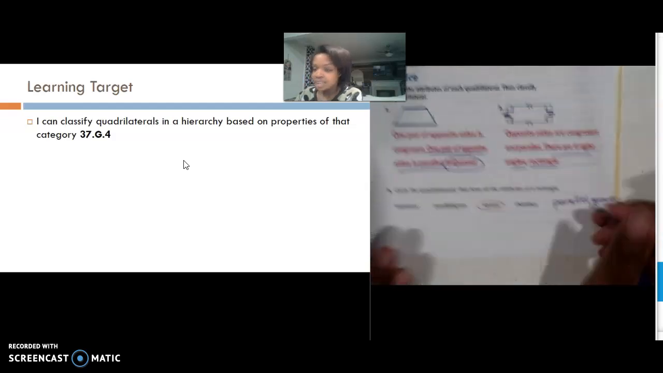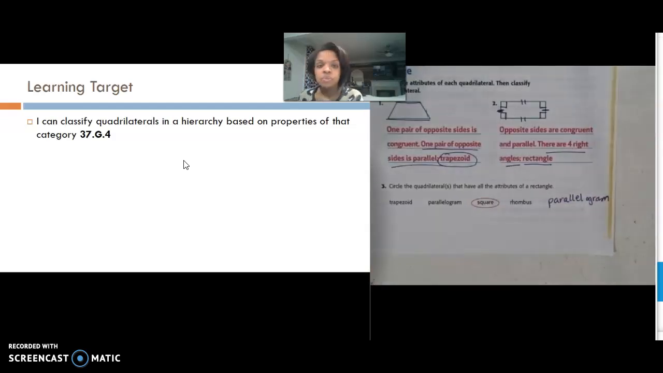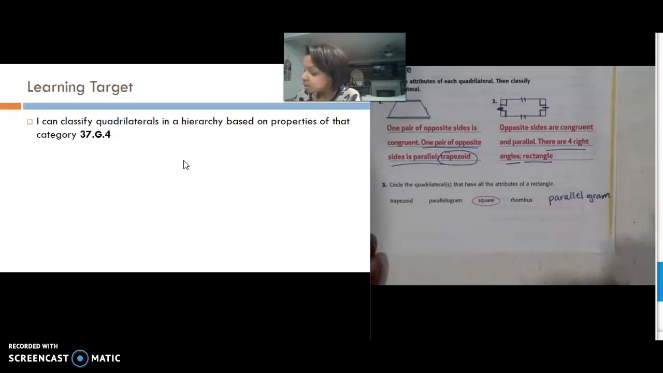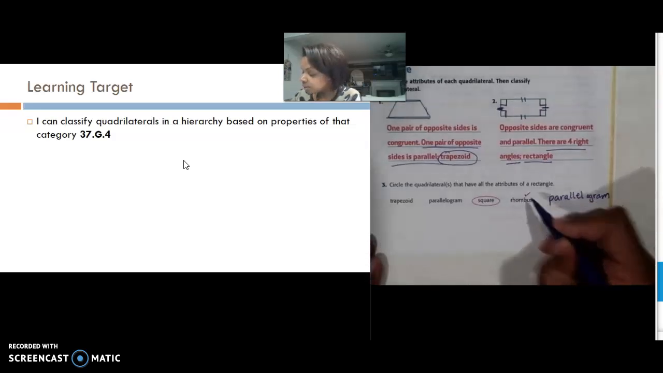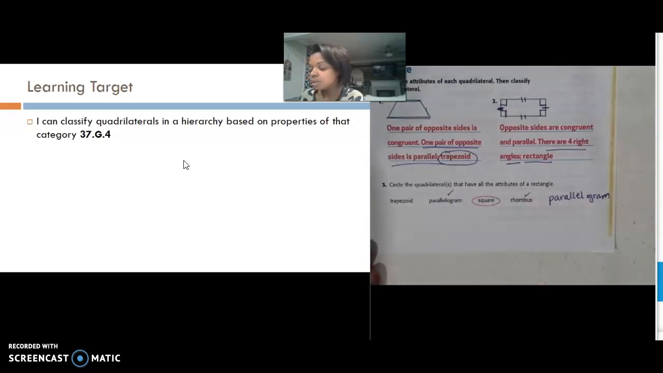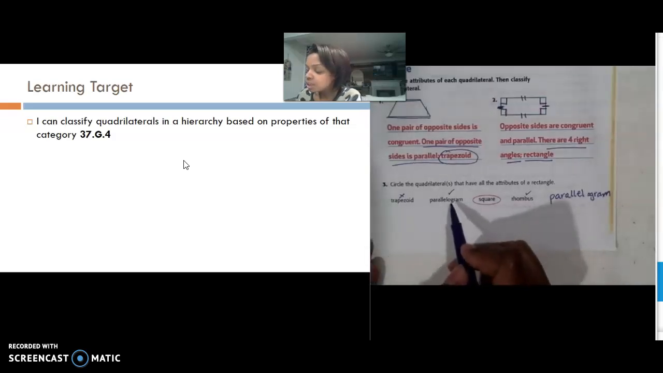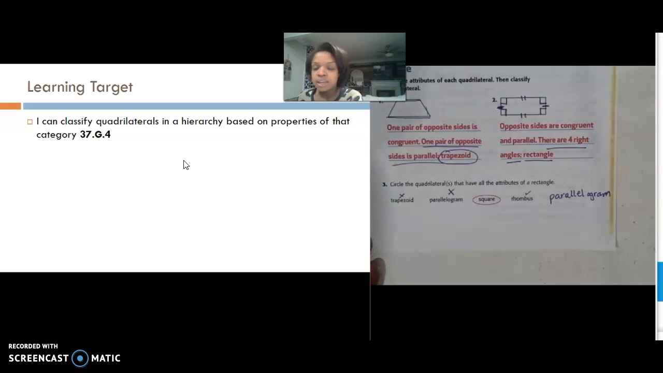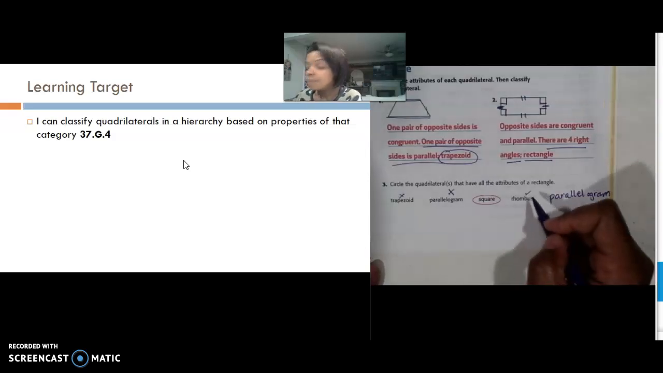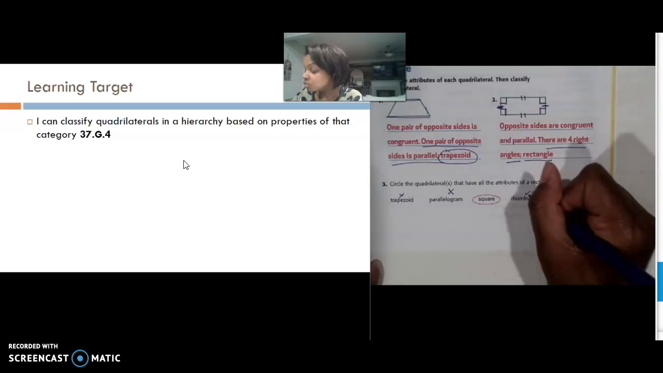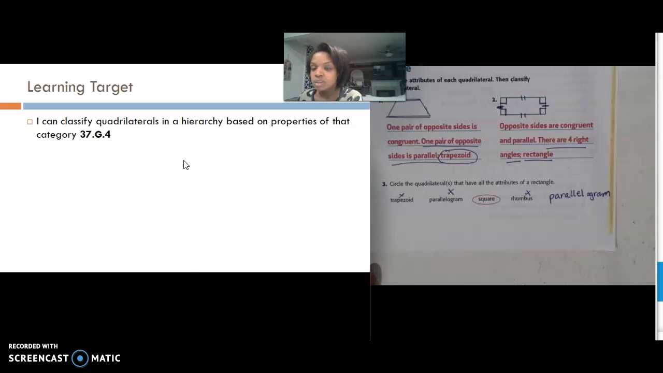So that means it has to have 2 sets of parallel sides, okay? So a rhombus has 2 sets of parallel sides. A parallelogram has 2 sets of parallel sides, but a trapezoid does not, okay? So that's just one attribute of a rectangle. The other attribute of a rectangle is it has to have 4 right angles. So a parallelogram does not have to have 4 right angles, so I can go ahead and cross that one out. A rhombus does not have to have 4 right angles. It just has to have equal sides. So it does not have the attributes of a rectangle.